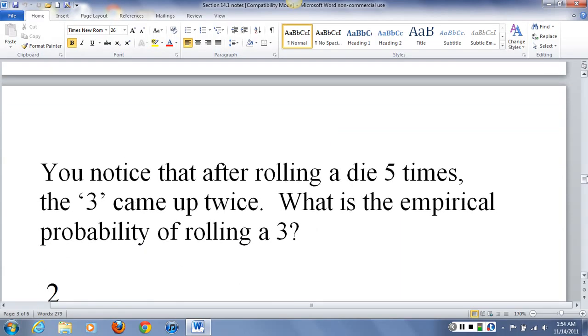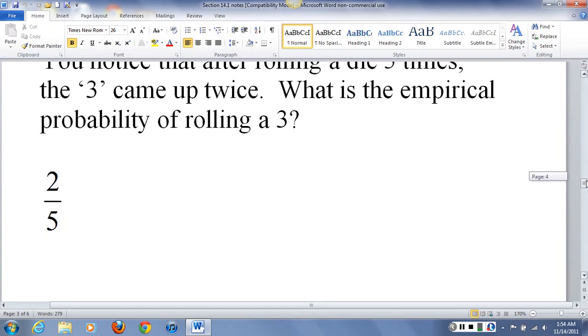You notice after rolling a die 5 times, the 3 came up twice. What is the empirical probability of rolling a 3? Well, I rolled the die 5 times. 2 of those were 3s, so 2 out of 5.